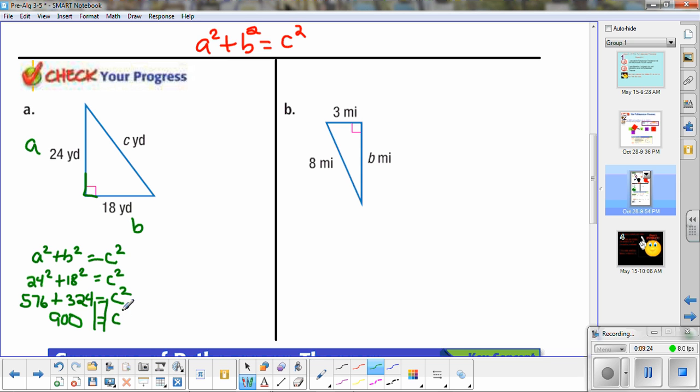Now, to undo the squaring, remember you take the square root of both sides. The square root of 900 is 30. And the square root of C squared is C. And we only want the positive square root, so the answer is going to be 30 yards.